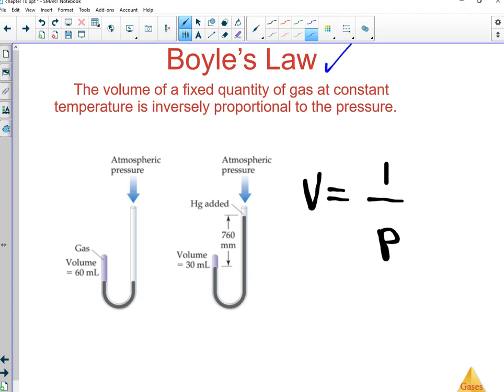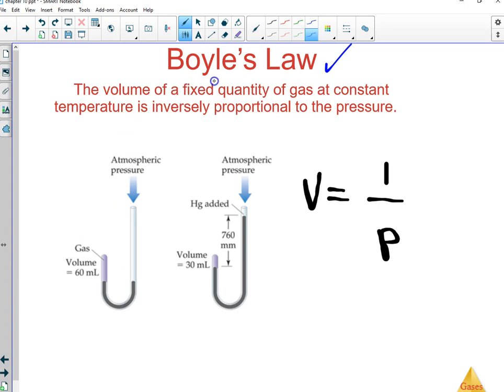Boyle's Law says the volume of a fixed quantity of gas at constant temperature is inversely proportional to the pressure. Now, you don't need to know these laws, but there are three laws that help us understand PIV-NERT and why it is the way that it is. PIV-NERT is what we call the ideal gas law, and it has variables P, V, N, and T, and then we have this weird constant. So the first that we're talking about is Boyle.